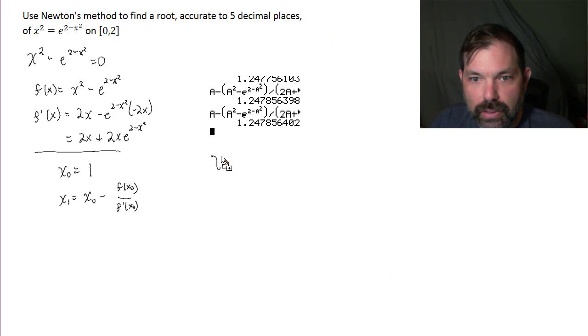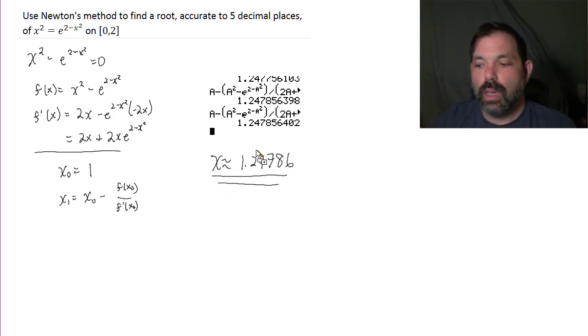So for my solution, x is approximately 1.24786 to 5 decimal places. So that's how we can use Newton's method to find roots of functions. Now, if the function had multiple roots, we would have to start by looking at multiple intervals or multiple starting points to find those multiple roots. But that's how we would use Newton's method.